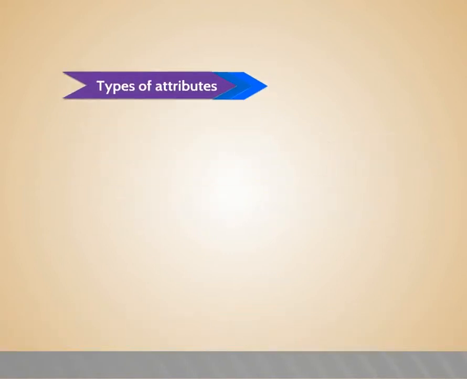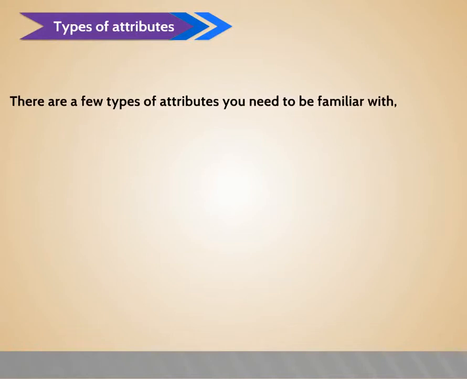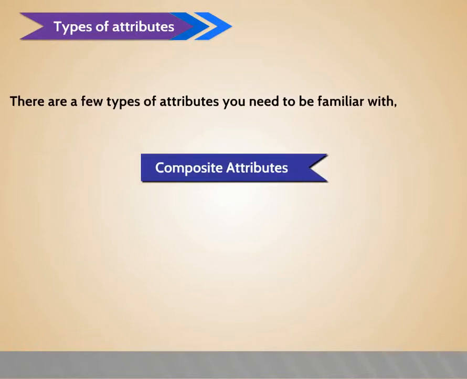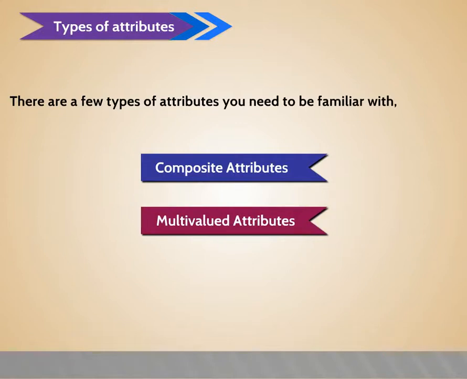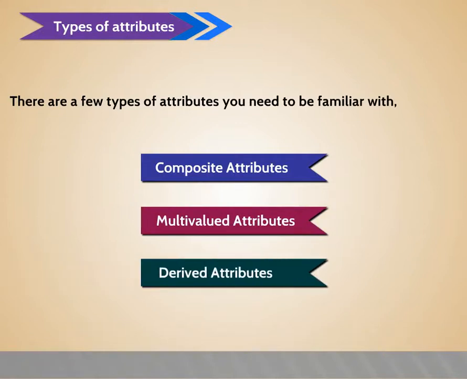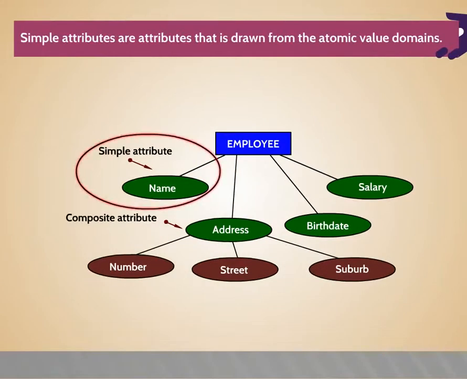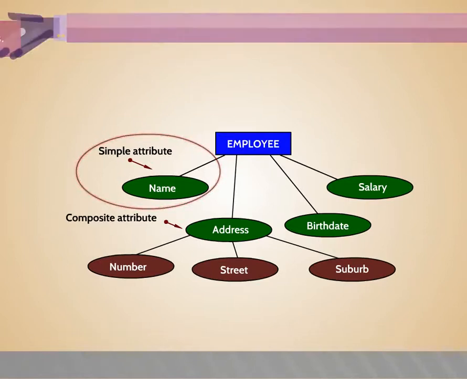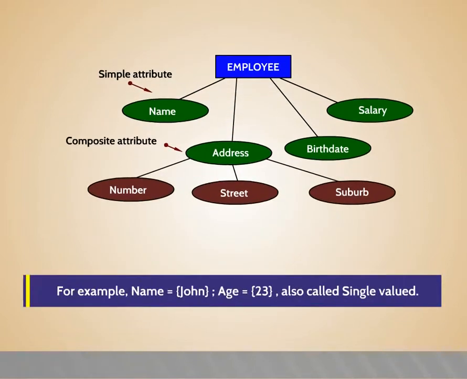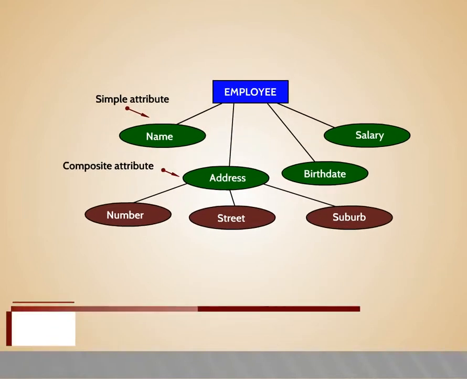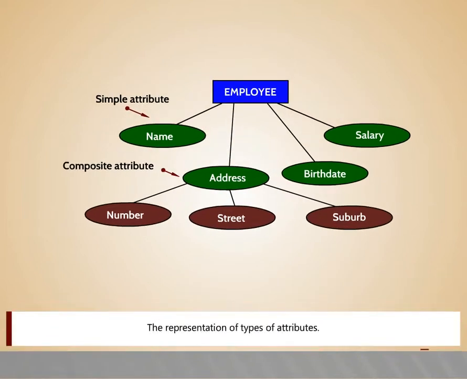Types of attributes. There are a few types of attributes you need to be familiar with: simple attributes, composite attributes, multivalued attributes, and derived attributes. Simple attributes are attributes drawn from atomic value domains. For example, name equals John, age equals 23, also called single valued. The representation of types of attributes.